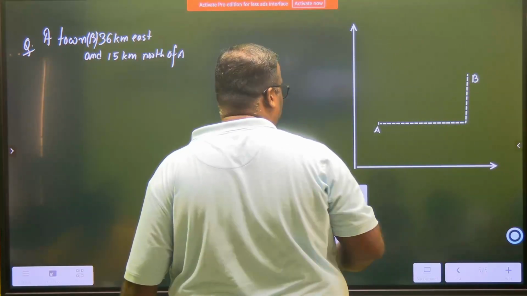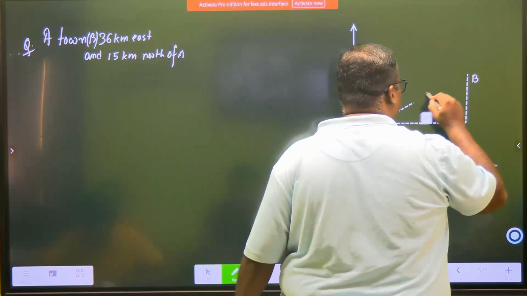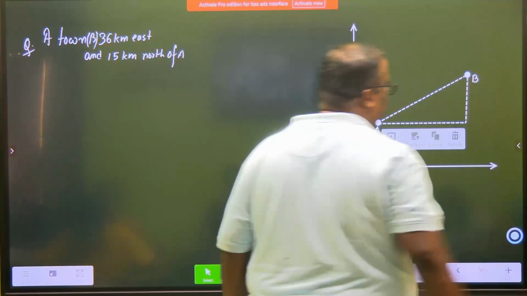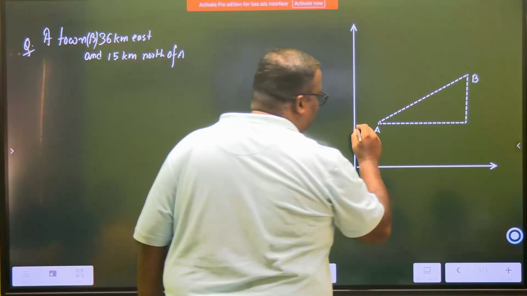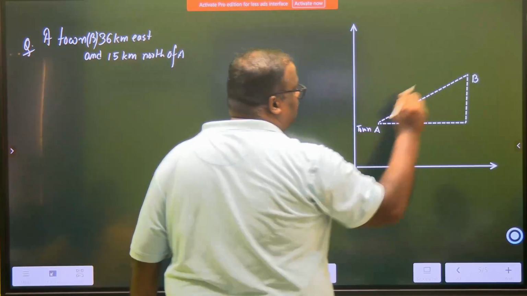Daddy Pig is explaining to Peppa Pig, what's a Pythagorean triplet? George. Understood? So this is town A and this is town B.